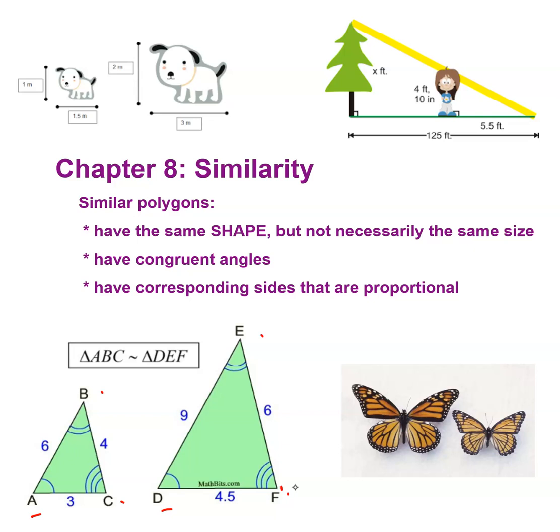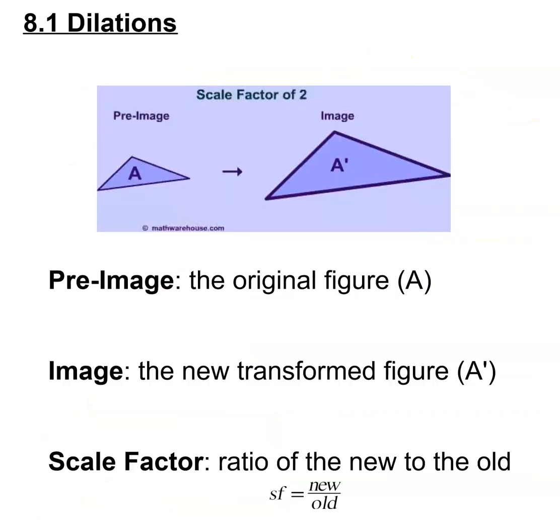And you've talked a little bit about that in the last couple of years of math, and we'll get into that a little more as we move into the chapter. We're going to start out with 8.1, which is dilations. So a dilation is something that makes the shape get larger or smaller. And you'll notice for this example, the pre-image is the small triangle A, and the new image is A prime. And there's a scale factor of 2. That means that if the length of this side is A, then the length of this side would be 2 times as long as A.